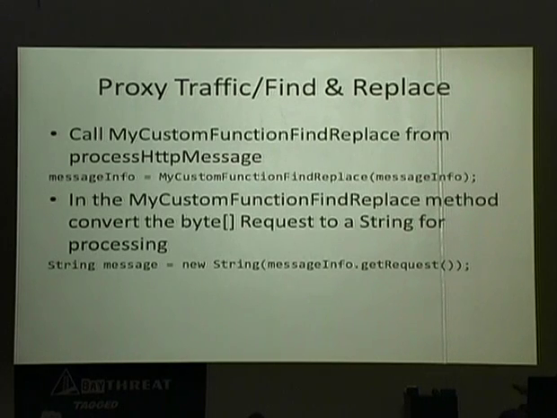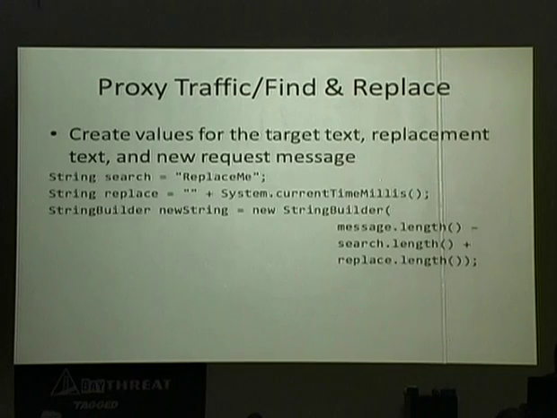And so now we can go back to the processHttpMessage function and actually call our function that we just defined. Now, when you get the request from the message info, it's a byte array, and we don't want to work with that, so we're going to turn that into a string. And now we're just writing basic Java code. Whatever your problem is, you can Google Stack Overflow, you can find an answer at this point.